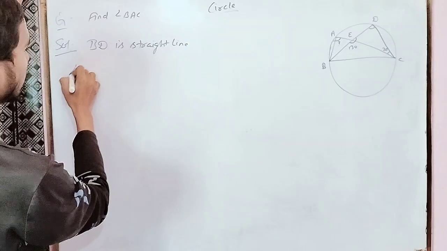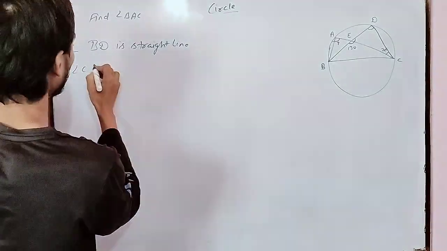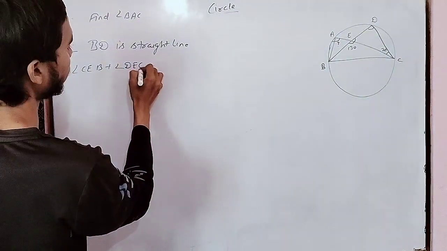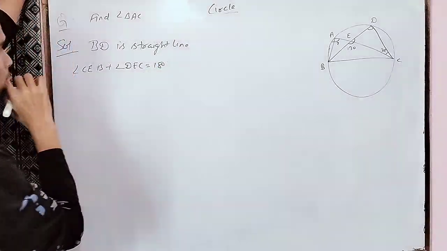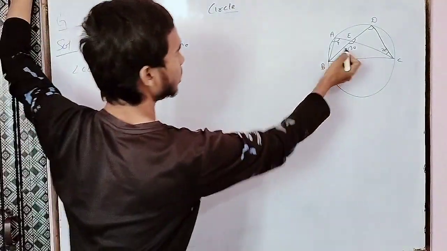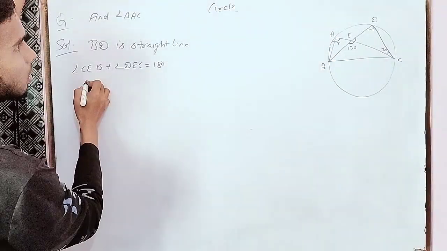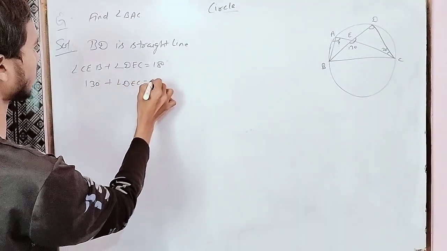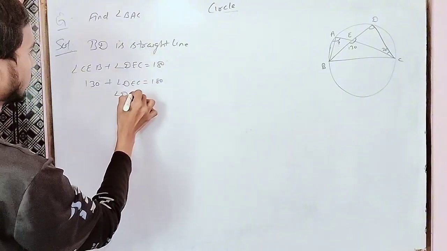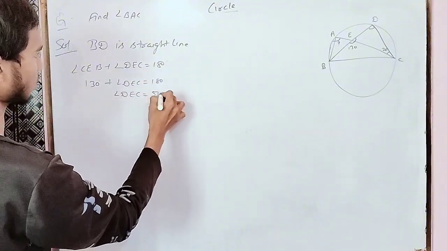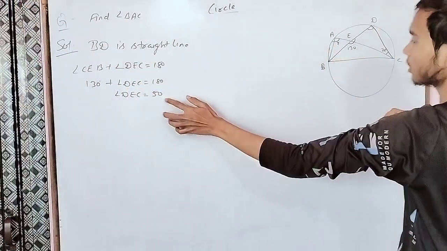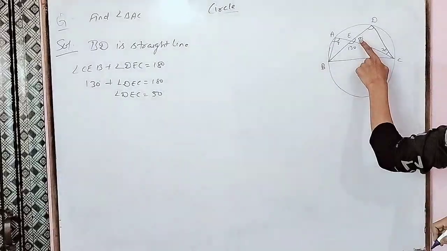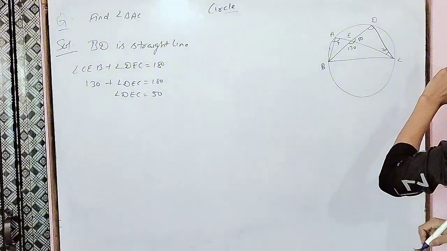So can we say angle AED plus angle DEC is 180 degrees. Here we know this is 130, we don't know this, and the total is 180. It will give 50. So this is 50. Now we know this and this, so we can find this.